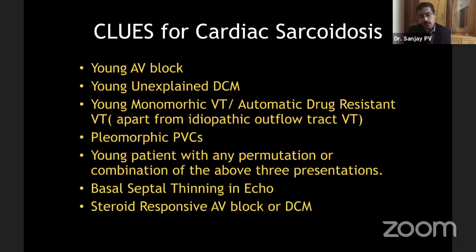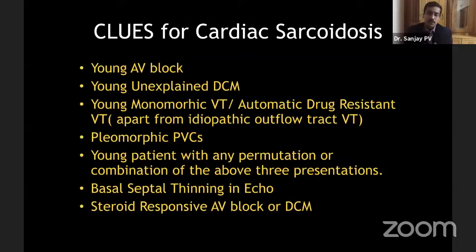In many cases, you're not able to do a cardiac MR, even though it's the most accessible investigation in your center, because most of the patients have a pacemaker lead. So as a practice, what we used to do is a screening echo, where we looked for basal septal thinning. It's a very specific marker for cardiac sarcoid. We can also try, in a clinical setting, whether the AV block is steroid responsive, but it's hit and trial. So in our center, if an MRI is not available, we at least do a screening CT of the chest to look for mediastinal nodes.